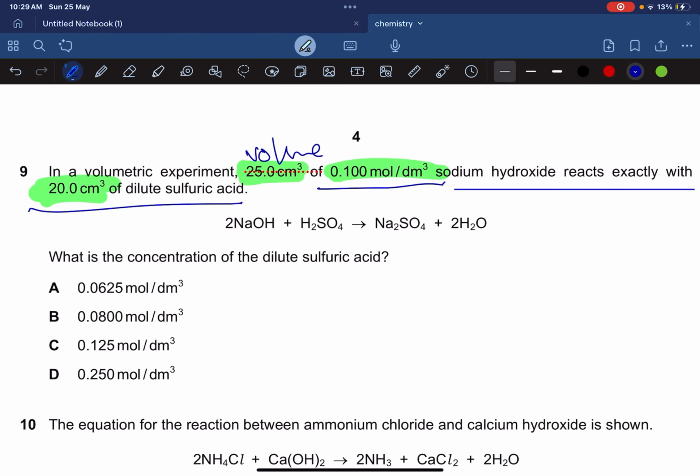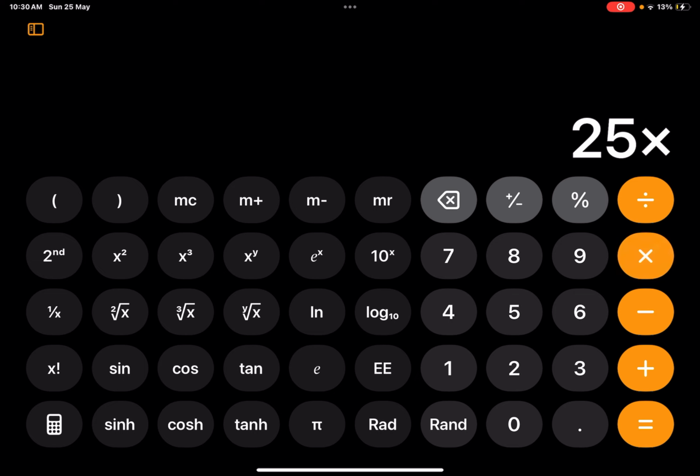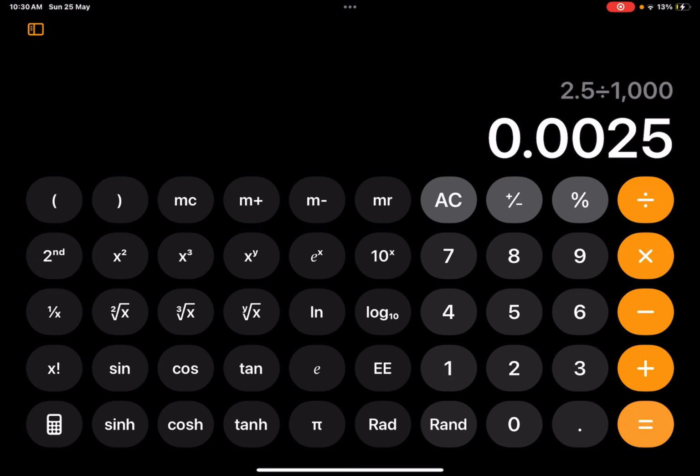Let's try it. ठीक है, सबसे पहले moles निकालते हैं NaOH के. That's going to be the volume times concentration, 25 times 0.100. क्योंकि you know we always get it in dm cube, ये cm cube में है, तो हम इसे divide करेंगे 1000 से. So quickly do it. 25 times 0.100. The answer is going to be divided by 1000, and that gives you 0.0025.